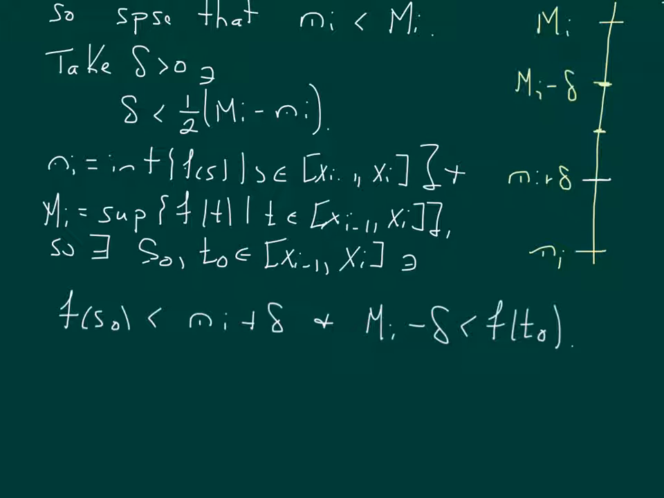And similarly, capital M sub i minus delta is less than the least upper bound of this set. That means it's not an upper bound. There's got to be one of these guys, an f of t0, that's bigger than capital M sub i minus delta. All right. Well, let's take a look on our diagram.